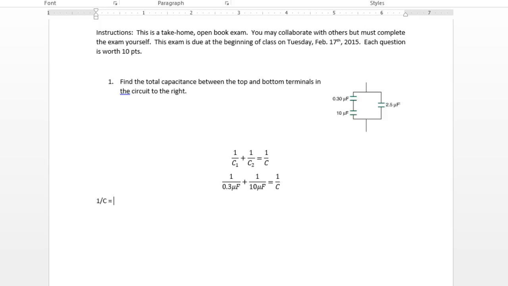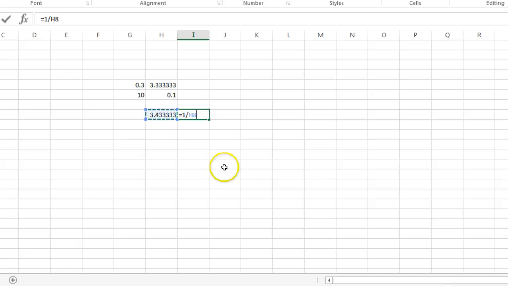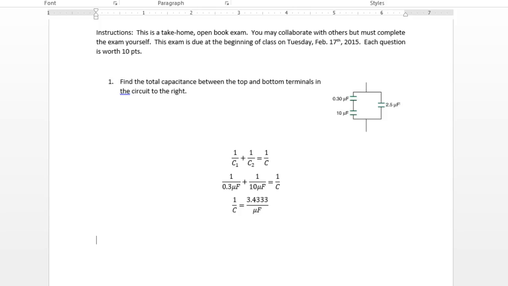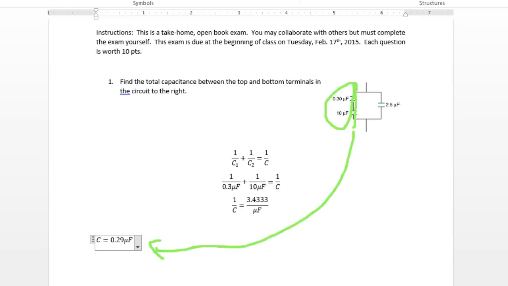1 over the capacitance is, get into math mode, 1 over the capacitance is 3.433 per microfarad, because we've been using microfarads the whole time. And so now we have to invert that, so 1 divided by that, right, gives us 0.29 microfarads. So the capacitance we're after is 0.29 microfarads. That's per side for these two right there, right? That ends up being that.